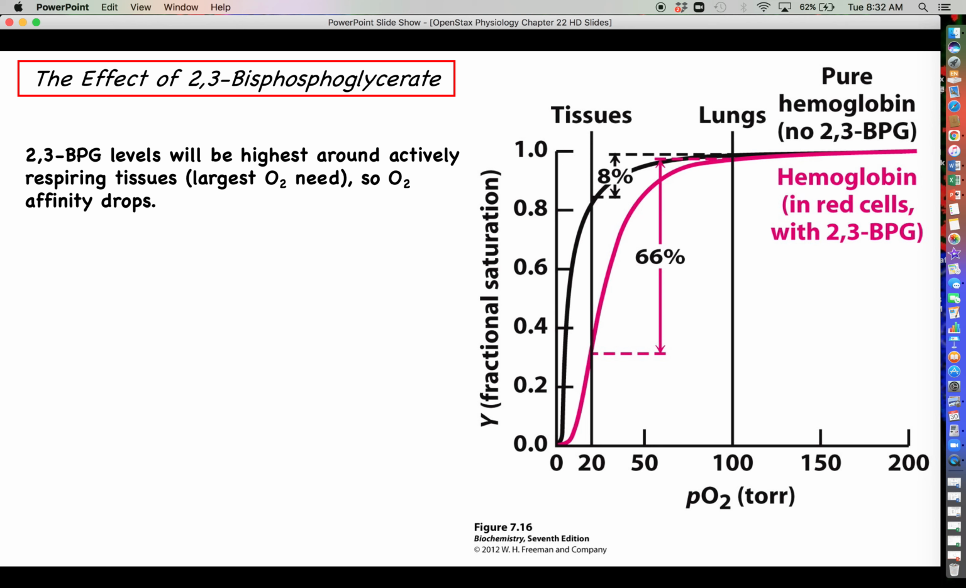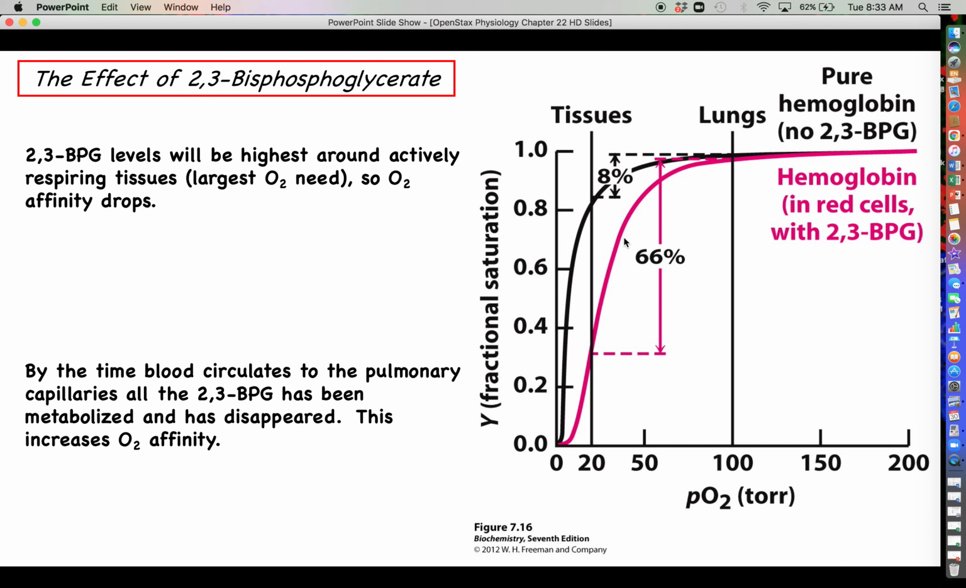So like we said, 2,3-bisphosphoglycerate levels will be the highest around actively respiring tissues, the cells that need the most oxygen like skeletal muscle. So in those areas where 2,3-bisphosphoglycerate levels are very high, the affinity for oxygen drops. And you can see that evidenced by the red curve here being shifted to the right from the black curve.